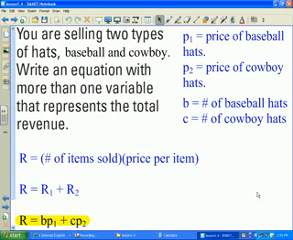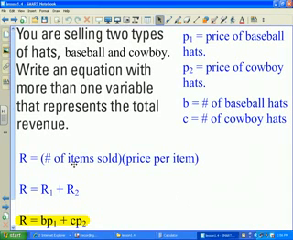So, a word problem or application problem: you are selling two types of hats, baseball hats and cowboy hats. Write an equation with more than one variable that represents the total revenue. Total revenue is the amount of money I'm going to take in by selling these hats. And in general, the total revenue is simply the number of items sold times the price per item.